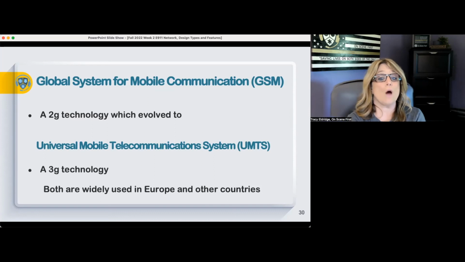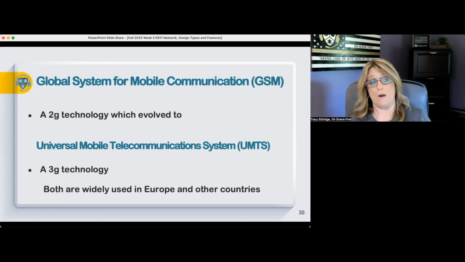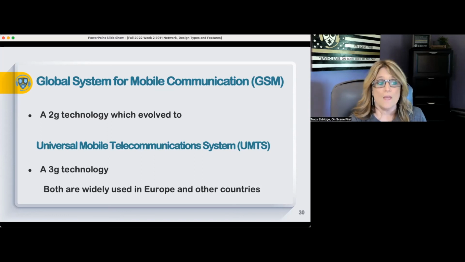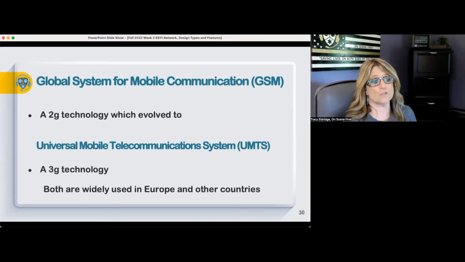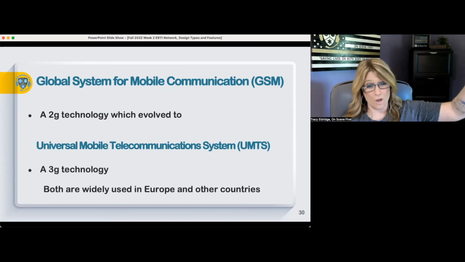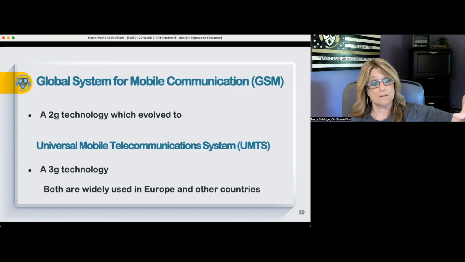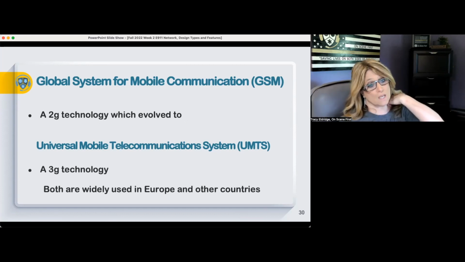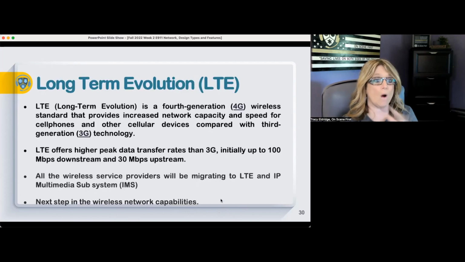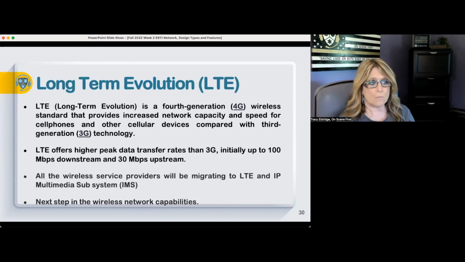Then there are two other umbrellas that fall under the CMRS: Global System for Mobile Communications, GSM phones, and then UMTS, Universal Mobile Telecommunications System. So GSM is 2G. That's what we started out with a long time ago. Very rarely do you see these types of phones anymore. And then there's 3G. These are still widely used in Europe and some other countries, but here we're moving forward. We're getting faster, broader, and wider with what we can deliver to 911.